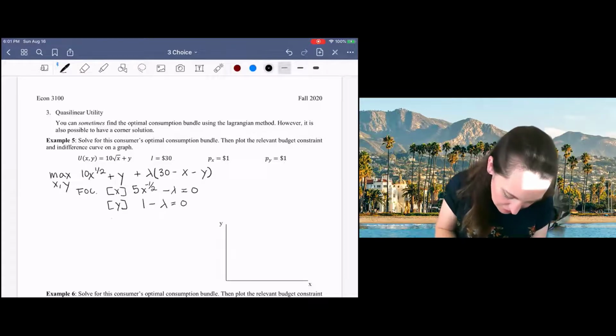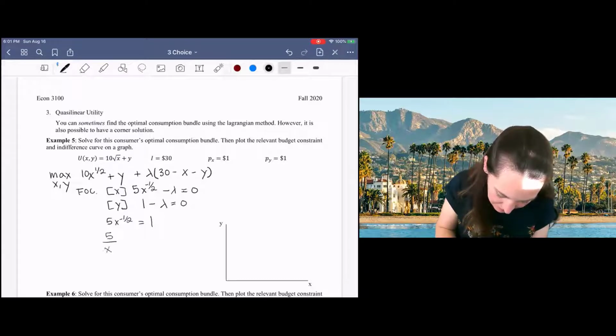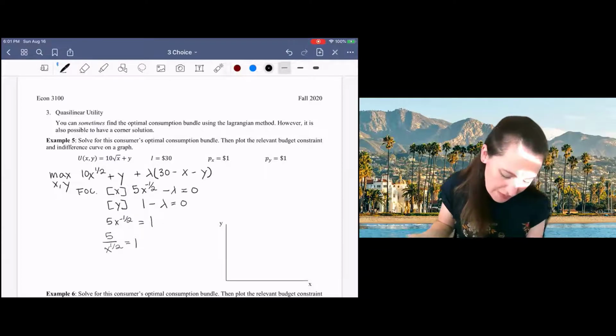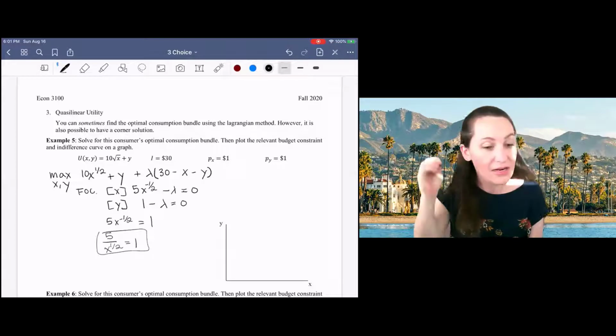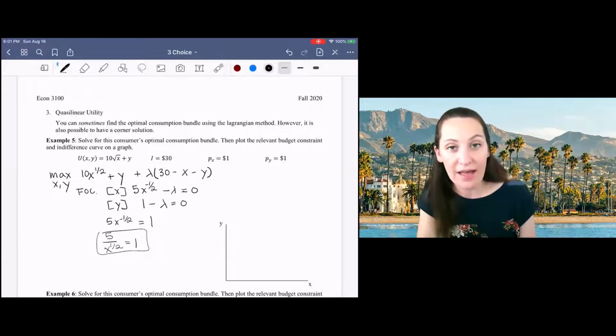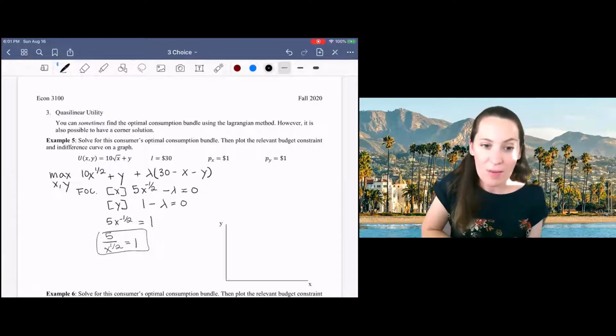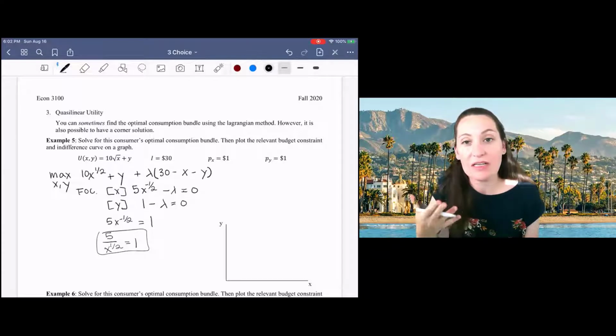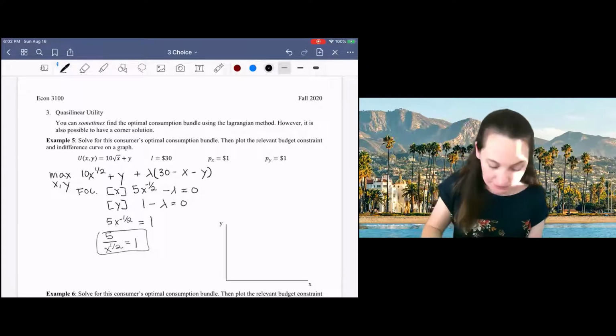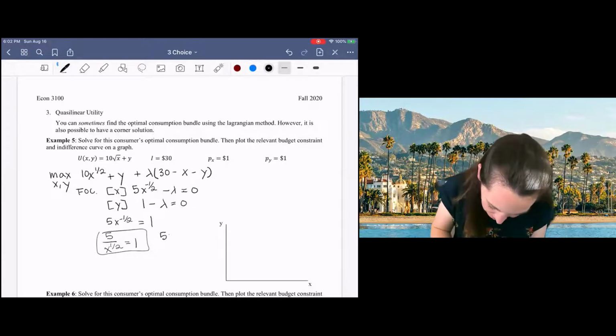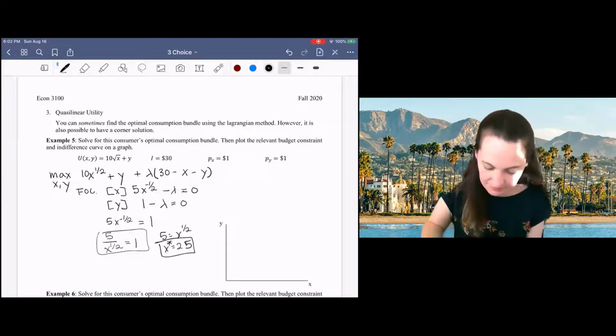We have the marginal rate of substitution equal to our price ratio. And this is really 5 over the square root of x equals 1. Based on this equation, I can solve for my optimal quantity of x. There's no y here to worry about because the optimal quantity of x actually doesn't depend on the budget constraint. So if I rearrange, I've got 5 equals the square root of x. So my optimal quantity of x is 25 units.